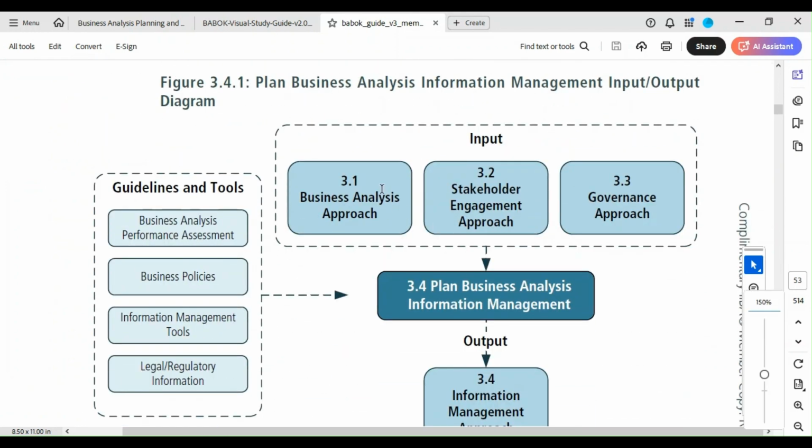Now, let's look at this beautiful diagram. Plan, business analysis, information management, input and output diagram. So for input, remember you need to know your business analysis approach, you need to know your stakeholder engagement approach, you need your governance approach.